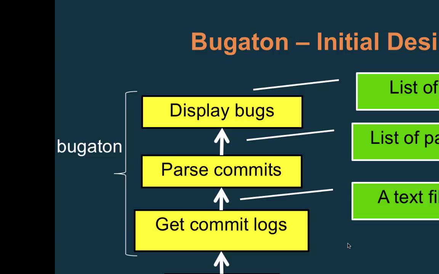We'll first split the log into commits, and then for each commit, we'll parse it to go find the issue number, lines added, lines deleted, add them up, and print the report. Right? As simple as that.